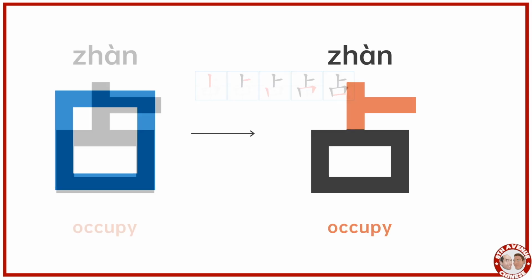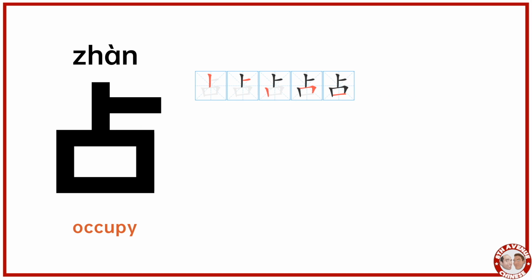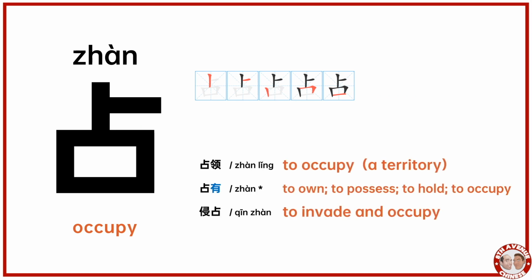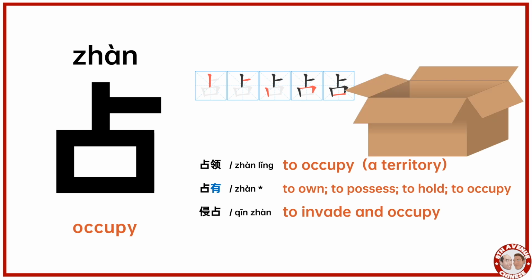Zhan. How can we remember that it means occupy? Anyone who's ever owned a cat, or probably more accurately, been owned by a cat, knows that if you put a box out, the cat will absolutely occupy it. So you could imagine the top part of this character as a cat, and you could imagine the ko at the bottom as a box that the cat is occupying.